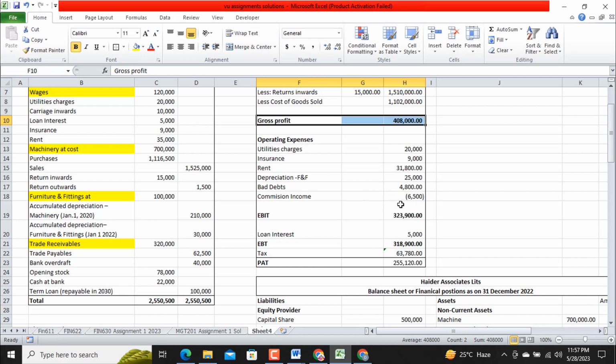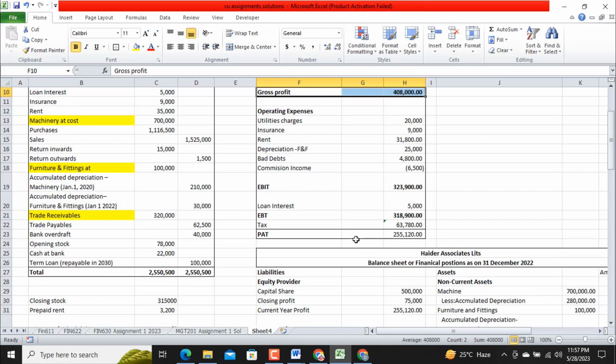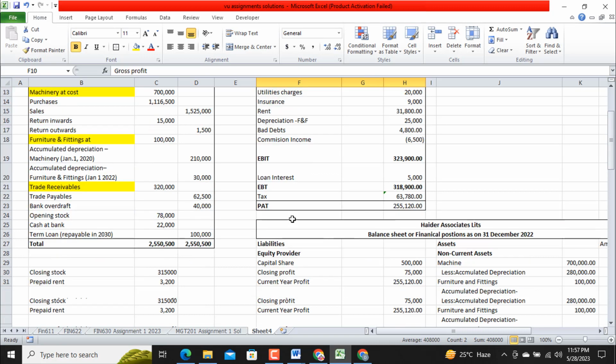Why is it a negative sign? Because when we subtract all these values, it is automatically added into this value. So earnings before interest and taxes is equal to 323,900, loan interest given 5,000. Now EBT, earnings before tax, is equal to 318,900. Tax, now here is the tax.